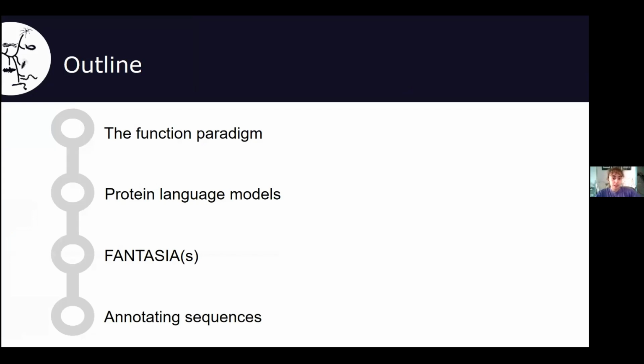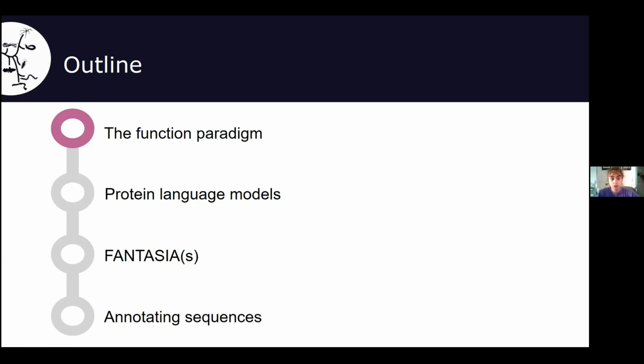So during my talk, I have divided it in 4 parts. First, I will talk about the function paradigm, what's function and what do we mean by that, and why did we create this tool and why it's important. Secondly, I will talk about the protein language models, which is the core of the tool that I'm going to present. Then I will present FANTASIA, the tool itself, and its 2 versions. And finally, I will talk about the benchmark we did and how it performs when we apply it to non-model organisms.